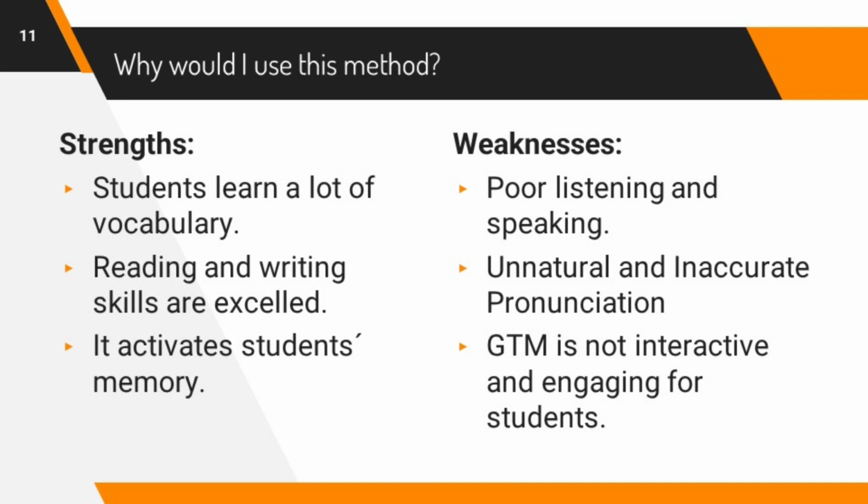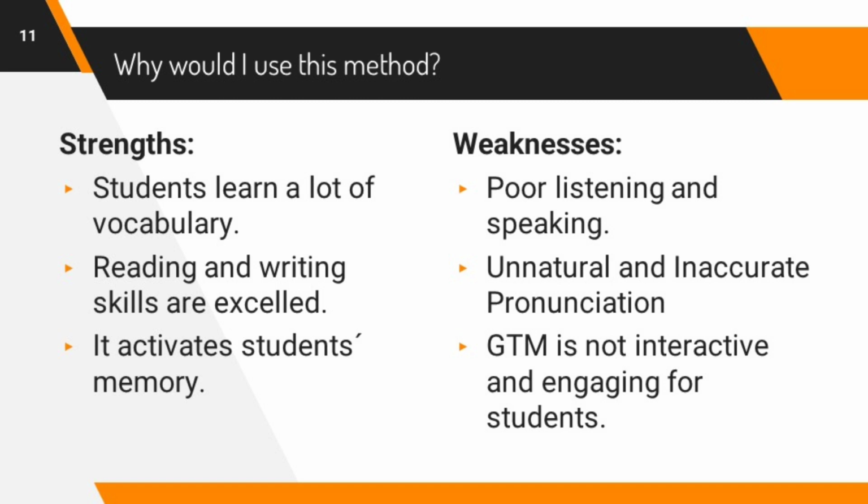Students get the opportunity to achieve maximum accuracy of the targeted language. Reading and writing skills are excelled. GTM also helps students to improve the reading and writing proficiency of the targeted language. It activates students' memory. The learners have to read the classic literature, which develops their mental and intellectual ability. The learners have to memorize a lot of vocabularies, which help them to make different kinds of sentences.